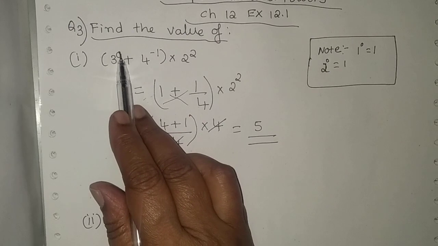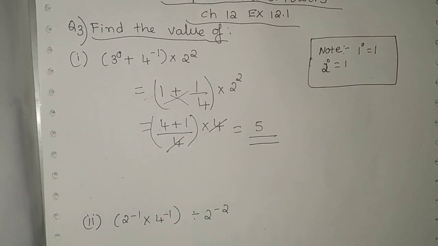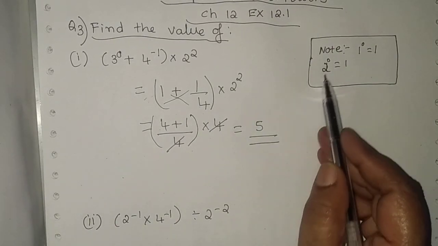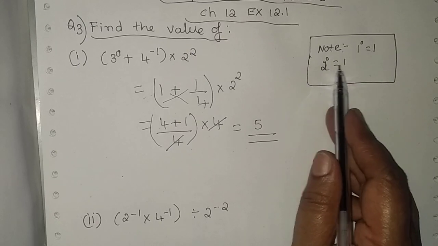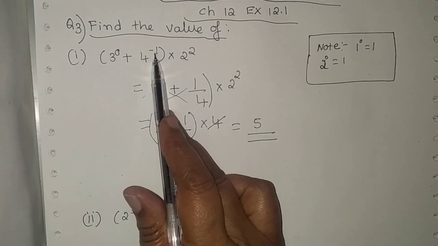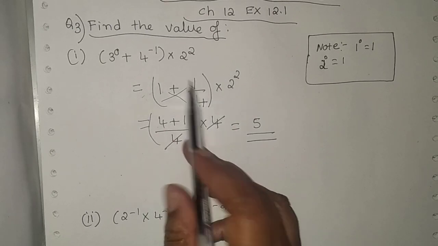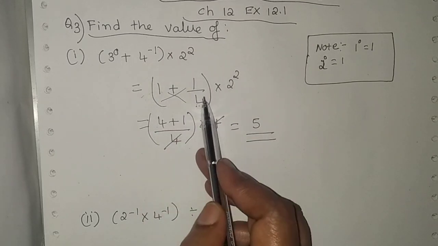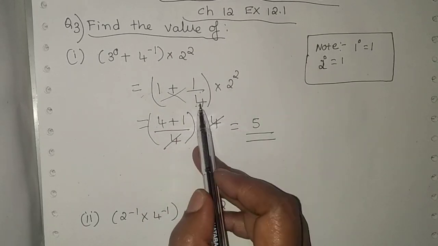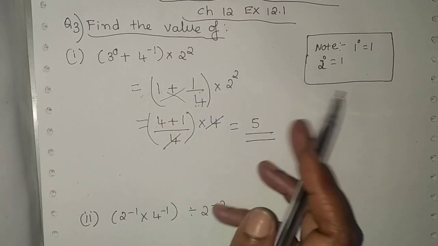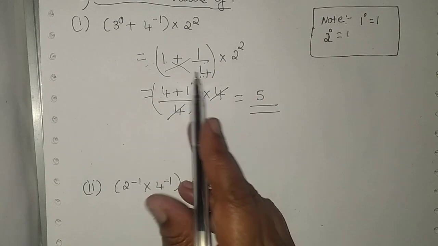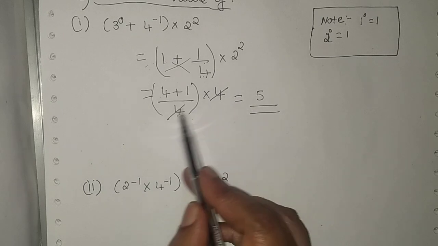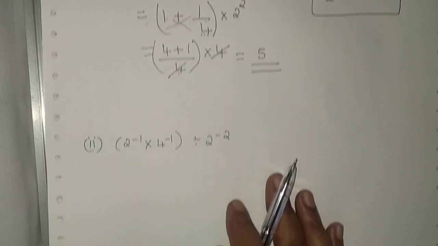So once again I will explain. 3 power 0 is 1. Any number power 0 will always be equal to 1. So I have written the note here. See, 1 power 0 is 1, 2 power 0 is 1. So this will be 1. 4 power minus 1 can be written as 1 by 4. When 4 comes to the denominator, this power becomes plus. There will be a power, but 1 is nothing, it is equal to 4 only. Then 2 square remains as it is. Now we will cross multiply this. 4 into 1, 4 plus 1 divided by 4. Then 2 square is 4. Cancel these two. 4 plus 1 is equal to 5.